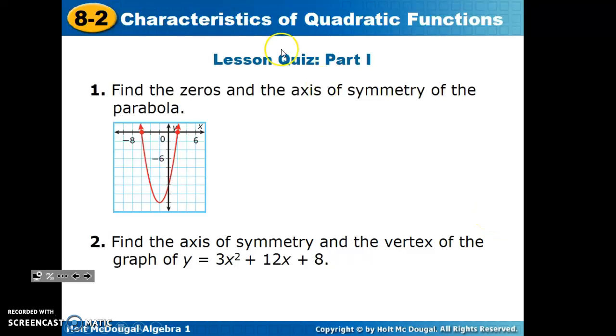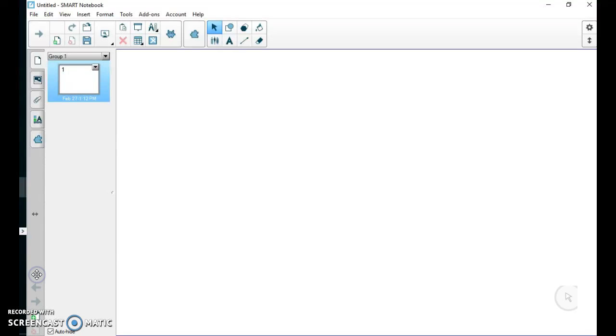I'd like you to do lesson quiz part 1. In 1, find the zeros and the axis of symmetry. In part 2, find the axis of symmetry and the vertex. And these will go on your notes, and I will be checking for those. So, moving right along, after you get these done, I want you to do this problem set for lesson 8.2. This is also in PowerSchool.